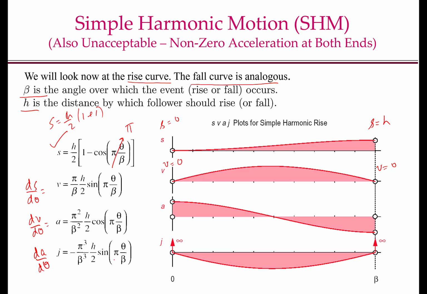The point to note here is that although the displacement and velocity curves are continuous, the acceleration curves become discontinuous because at this point, the acceleration was 0. We were in the low dwell, which manifests itself in the fact that the jerk becomes infinite at the extreme points of the rise motion. So this simple harmonic displacement curve is also not acceptable.